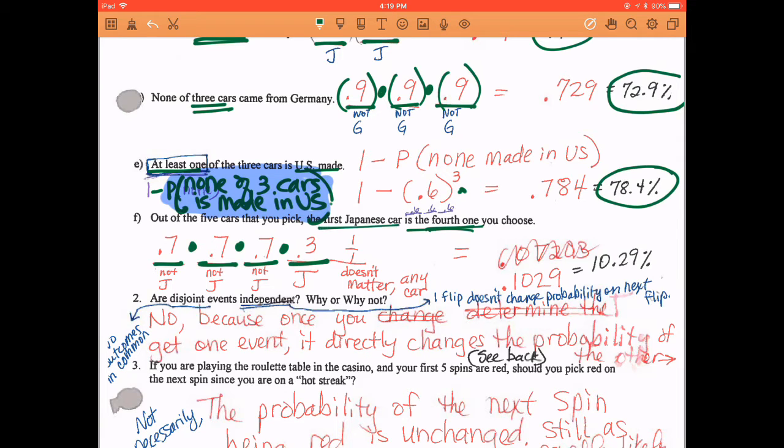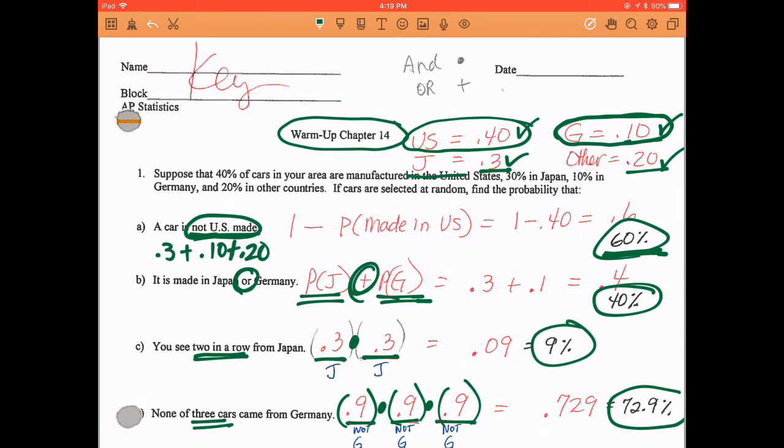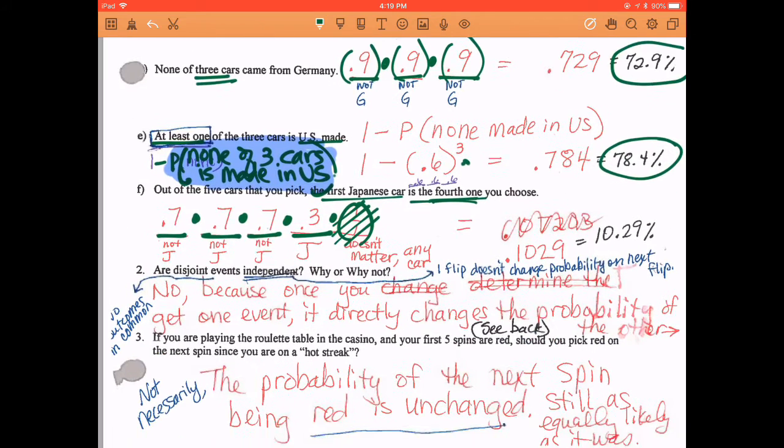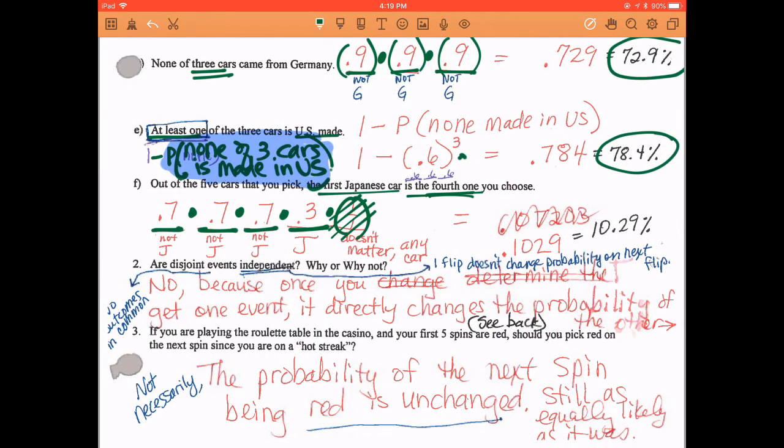Now, even though we are talking 5 cars, we are not told what the 5th car is. It does not matter. It is not told to us. So therefore, we do not have to mess with that 5th car at all. So we multiply all of those numbers together, and that's how we get our 10.29%. Of course, we could see that Japanese was 0.3. That is then why the not Japanese was the 0.7, and then that Japanese one was the 0.3.